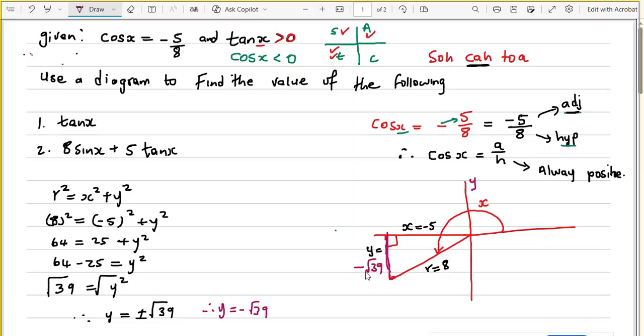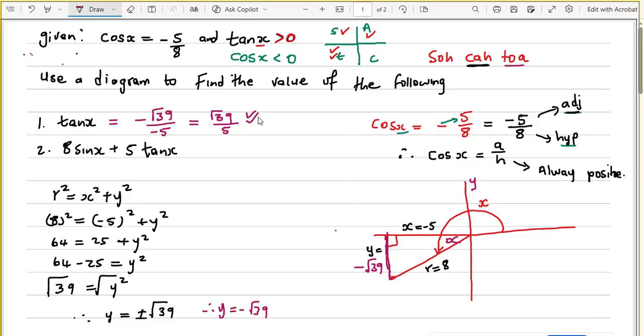So when you have the diagram, you have x, you have y, and r. That's when you can start answering the questions. So the first question said the tan of x. So this is my x, and they are looking for the tan of x. So tan is opposite over adjacent. So opposite, it's minus the root of 39. Adjacent, it's minus 5. The negative cancels. This is just root 39 over 5. Then that's how you collect the 2 marks then, eh?